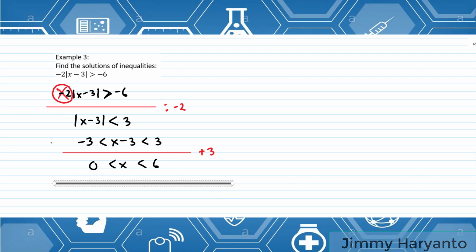The number line will be like this. We have 0 and then we have 6. No equal sign, so the dot is uncolored. X is in the middle of 0 and 6, so the shape will be the rectangle one and the shading will be like this. Okay, that is example 3.